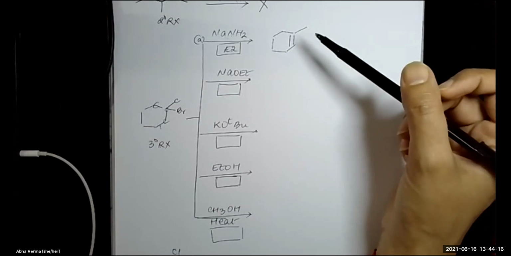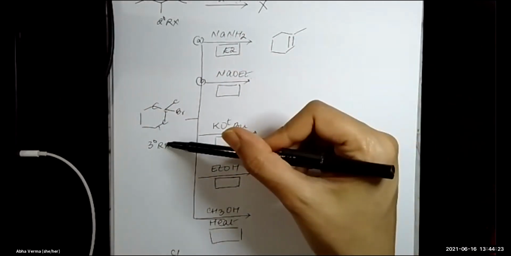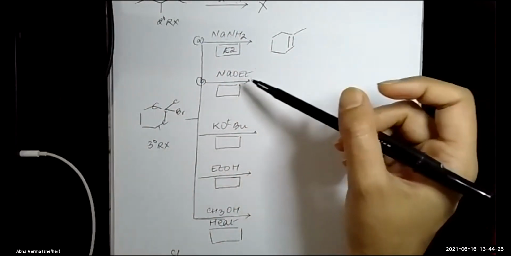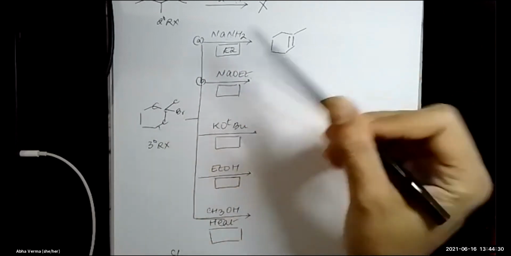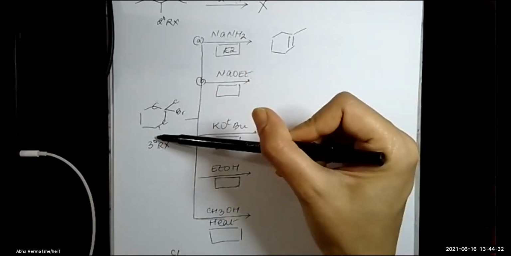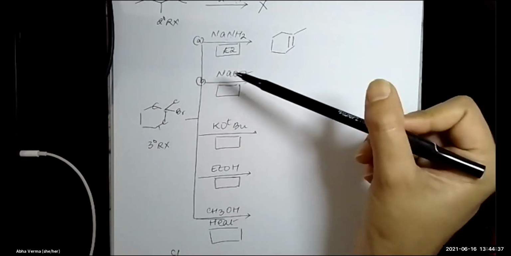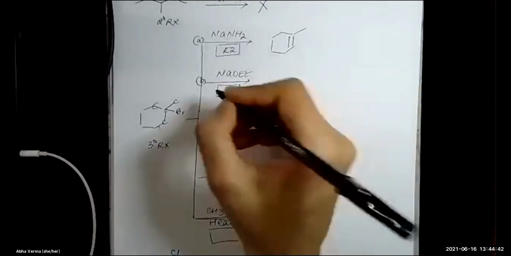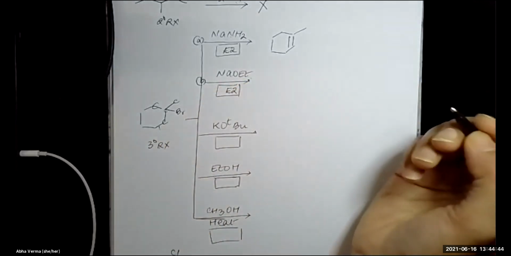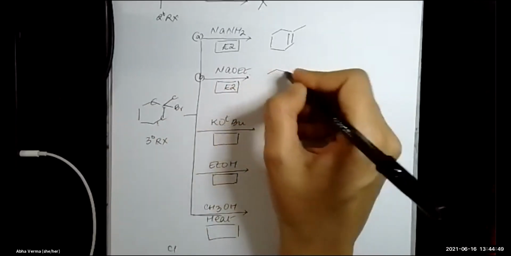Okay. What about with this reagent? Strong base, tertiary substrate. What mechanism was going on? E2. Strong base, tertiary substrate. What mechanism would go on? Still E2. Okay, similar product.